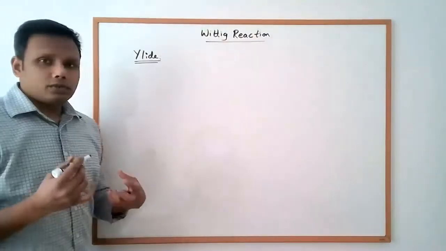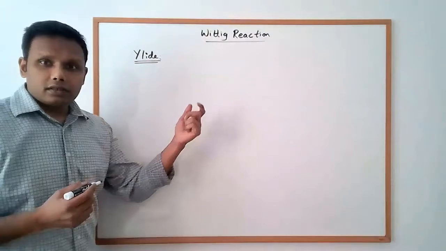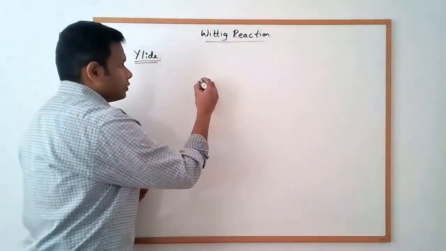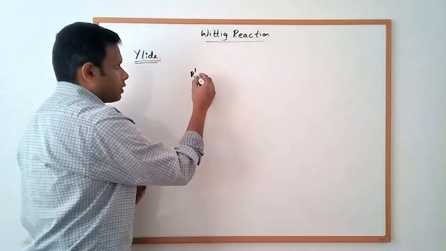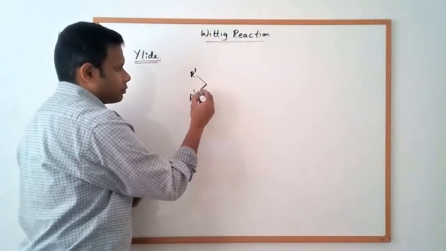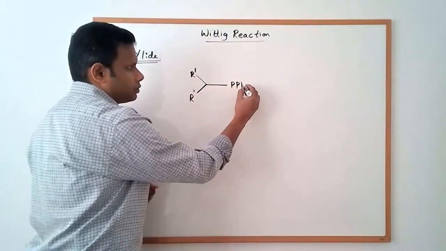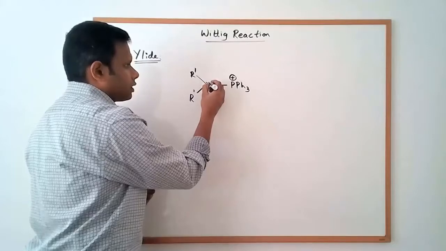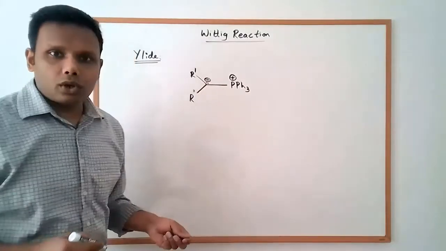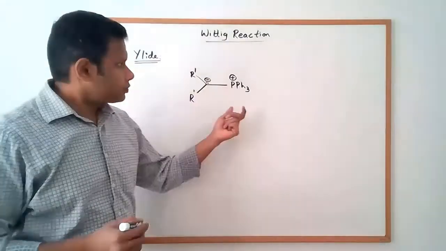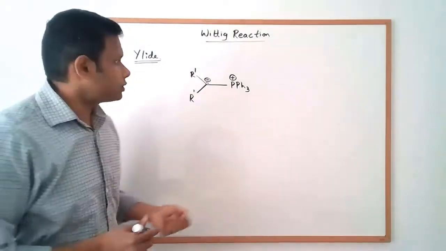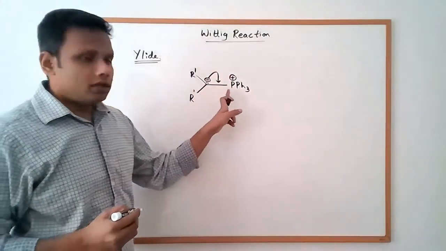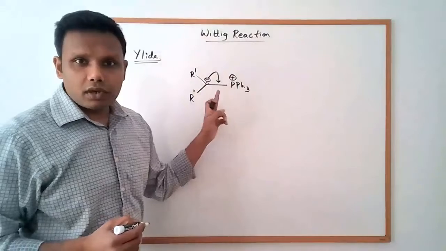So the ylid, like we saw, has a carbon that's directly connected to a phosphorus. We could have something like R prime, carbon connected to a phosphorus. The phosphorus has a positive charge. This carbon has a negative charge on it. Now, we can write a resonance form for this ylid structure, where we take this double bond and put it in the space between the carbon and the phosphorus.